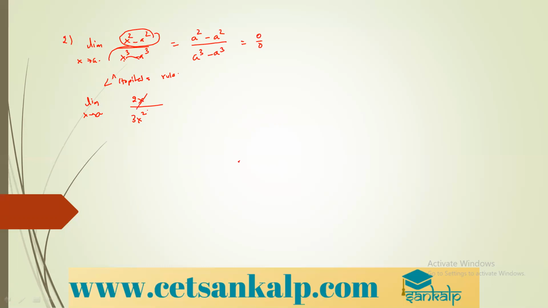So you can remove 1 x. That means you have limit 2 by 3x as x approaches a. So in place of x, now you can put a. 2 by 3a is the final answer.